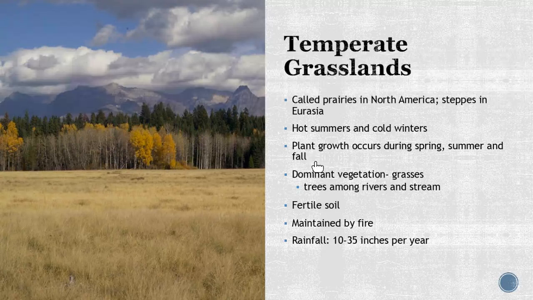Now, most often you're going to see vegetation which will be grasses, but then we have those rivers and streams where you'll see the trees located along. Now this is the prairies, and it's going to have the most fertile soils. This is what we really take advantage of when it comes to agriculture. A lot of this can actually be maintained by fire too in certain areas. And the rainfall can range from 10 to 35 inches per year.